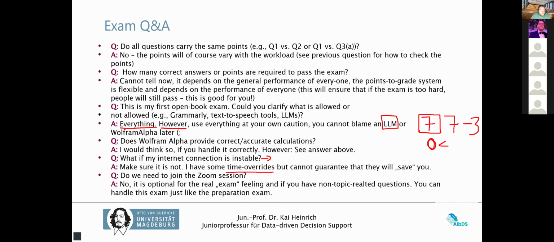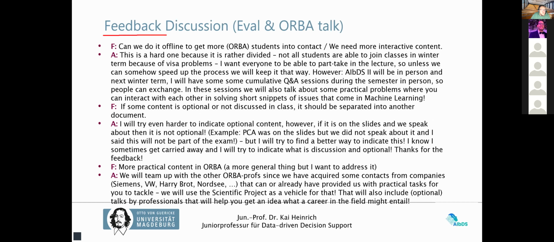Okay. So now what I want to do is, I also got some feedback from the evaluation and from the ORBA talks. Some of you probably went to the ORBA study talks where I was also sitting there, eating the bad cookies and drinking the bad coffee. So I was with you there, and I want to show you that at least for me, I've learned something. I always try to improve. We always try to improve our lecture, from the team of AI-based decision support.